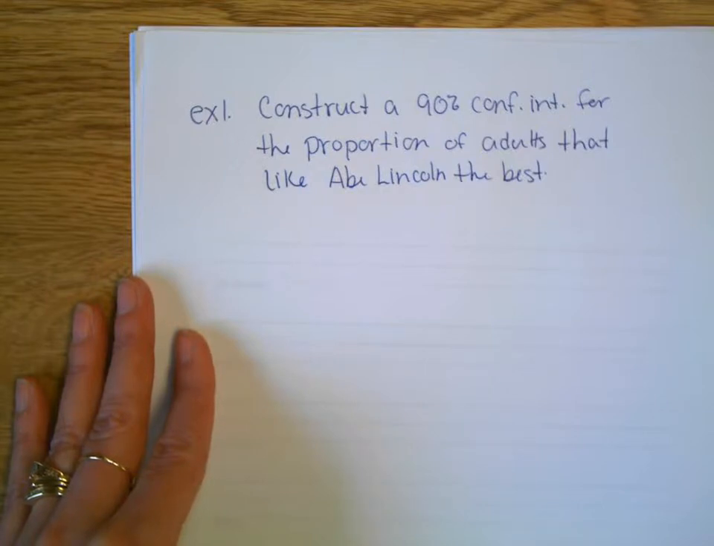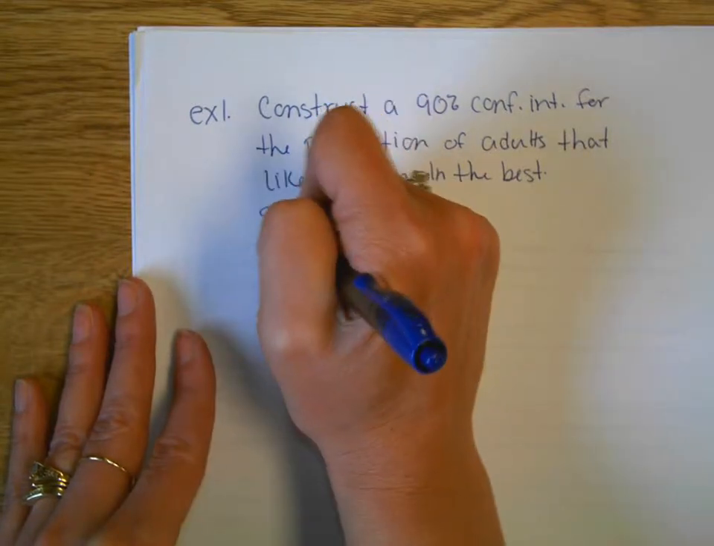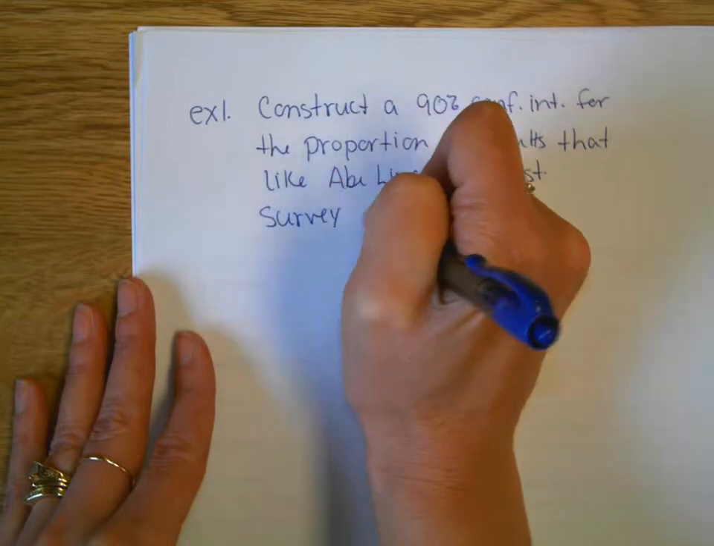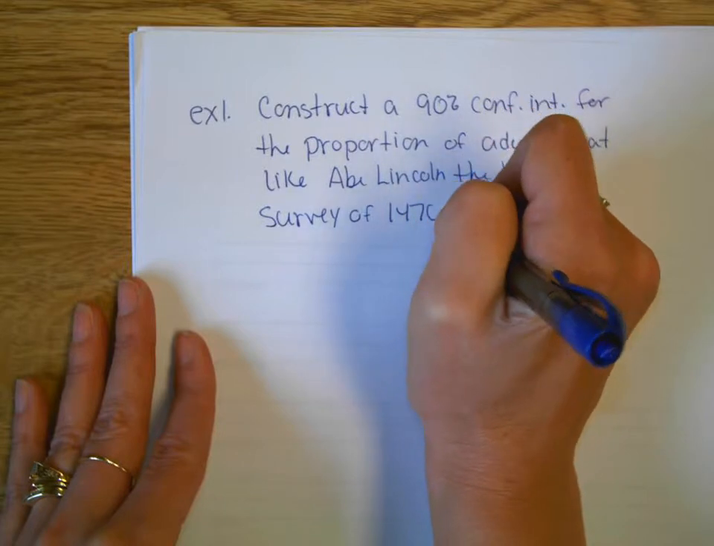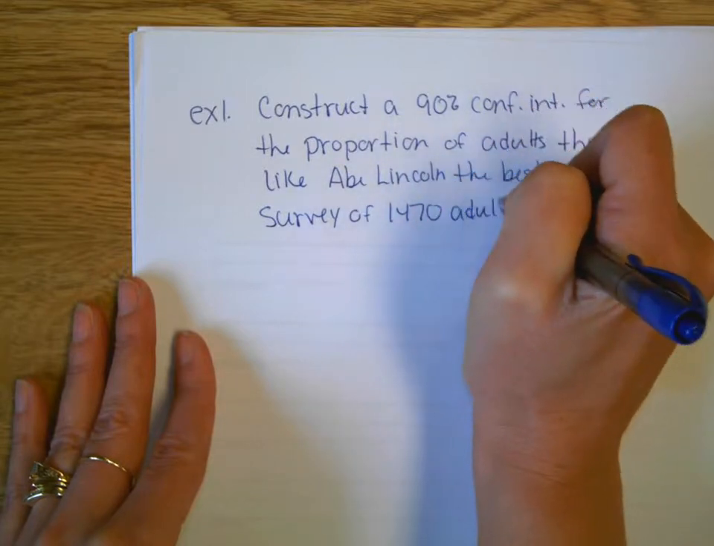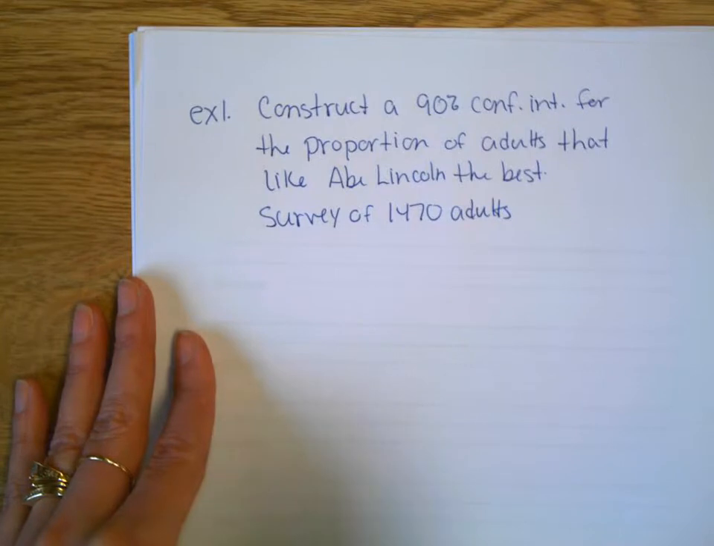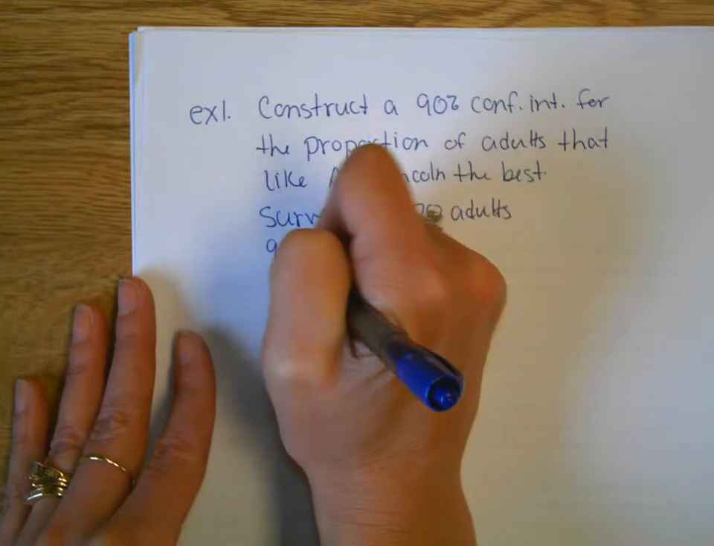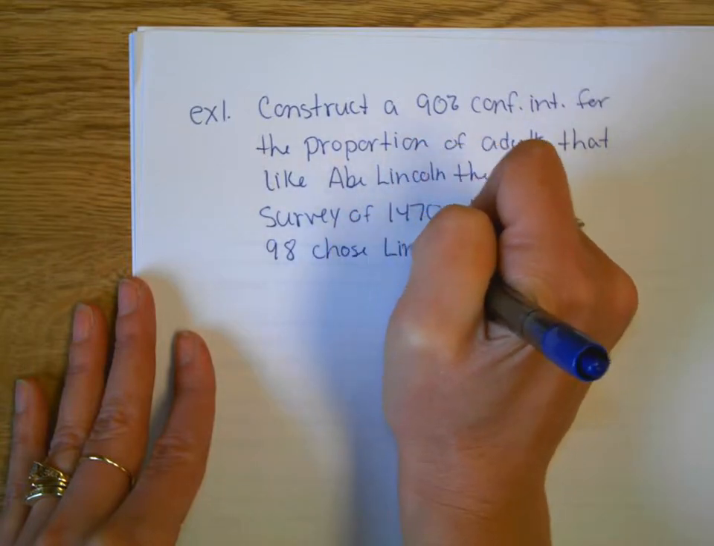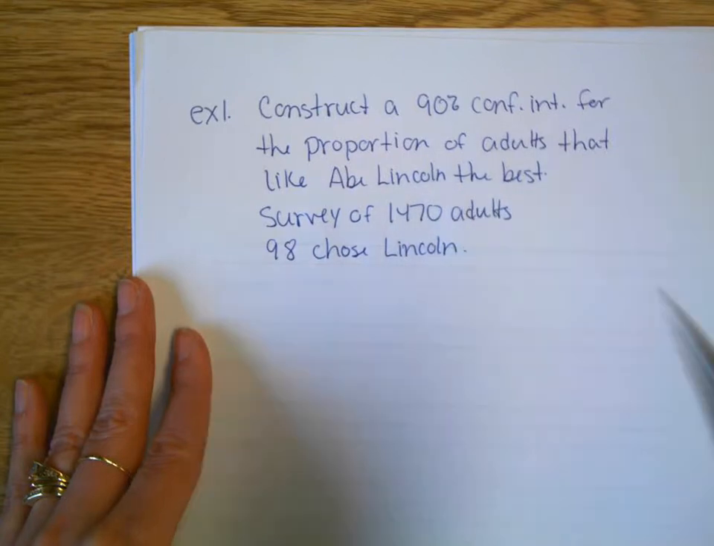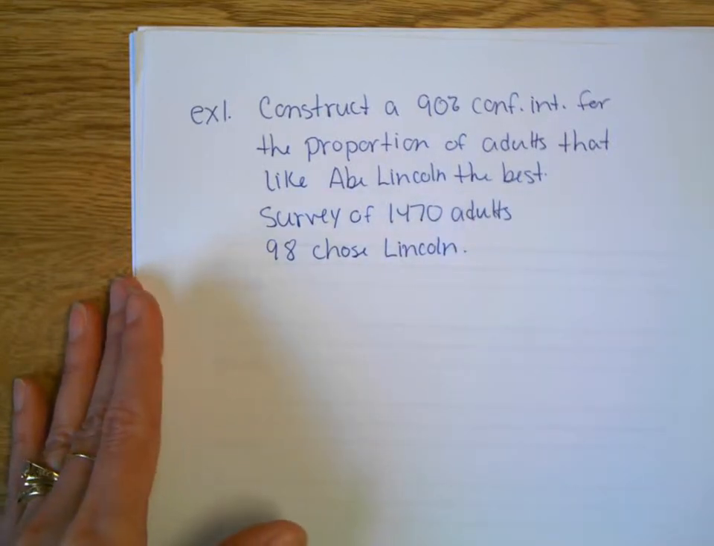So I got to get our survey results. Let's see. Where is this data coming from? Oh, right here. They did a survey of 1,470 adults, and 98 chose Lincoln. Okay.